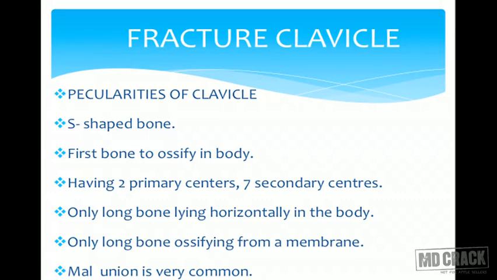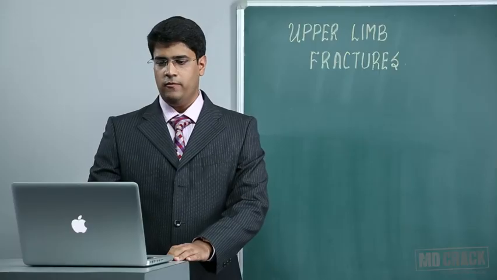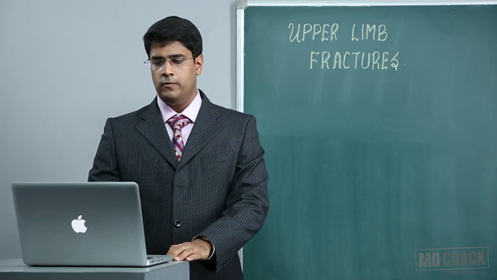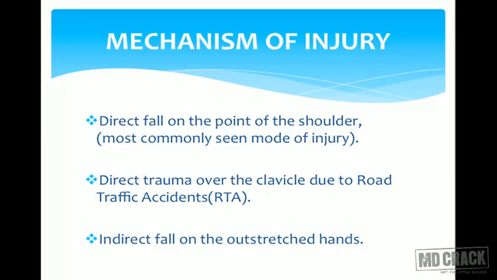These are very, very important characteristics of the clavicle, and it can come as an MCQ, so it's important to recollect these points and peculiarities of the clavicle. The mechanism of injury of the clavicle is a direct fall on the point of the shoulder, the most commonly seen form of injury, and direct trauma over the clavicle due to road traffic accidents is another reason for this injury. Lastly is an indirect fall on an outstretched hand.